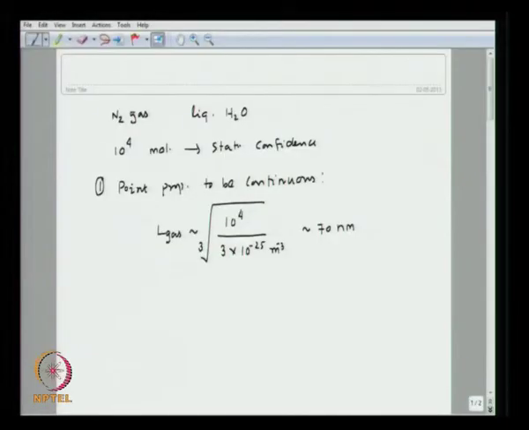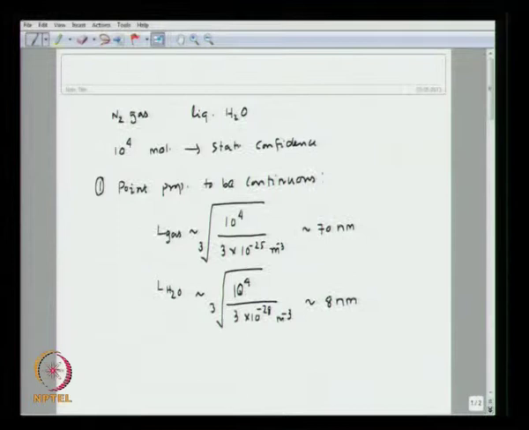For liquid, for water, it will be 10 to the power 4 divided by the number density, which is 3 into 10 to the power 28 per meter cube, and if you determine that, it will be about 8 nanometer. So if you have liquid water in a point volume that has the cubic size of each side 8 nanometer, then we can expect that the liquid water is still continuous.